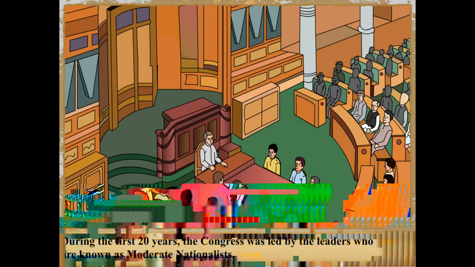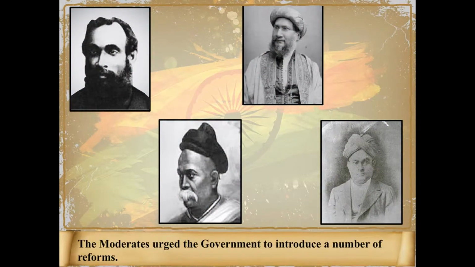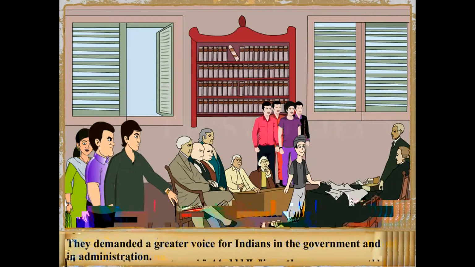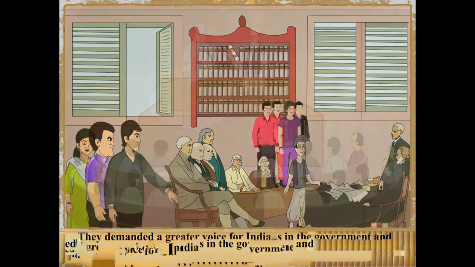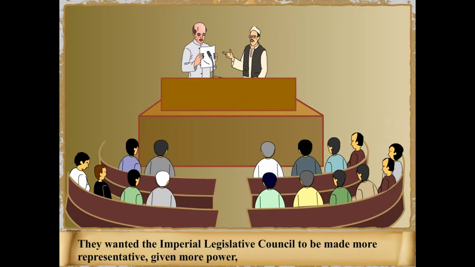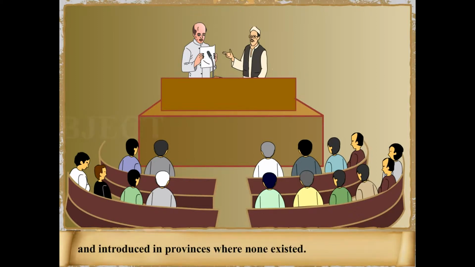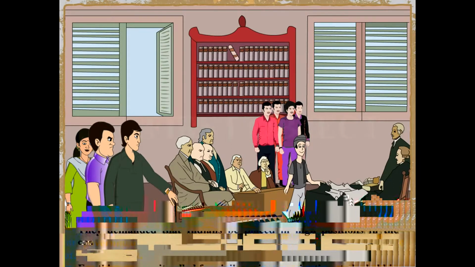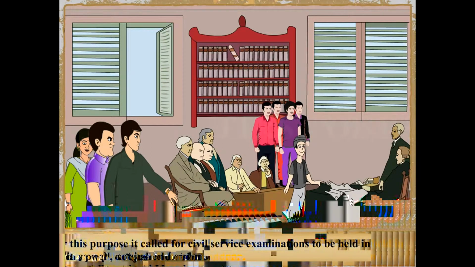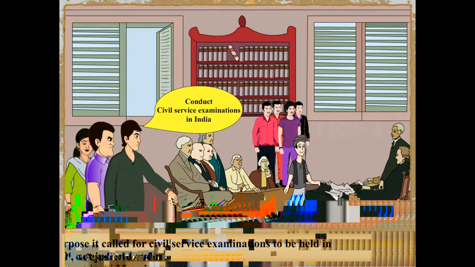During the first 20 years, the Congress was led by leaders who are known as moderate nationalists. The moderates urged the government to introduce a number of reforms. They demanded a greater voice for Indians in the government and in administration. They wanted the Imperial Legislative Council to be made more representative, given more power, and introduced in provinces where none existed. They demanded that Indians be placed in high positions in the government. For this purpose, they called for civil service examinations to be held in India as well, not just in London.